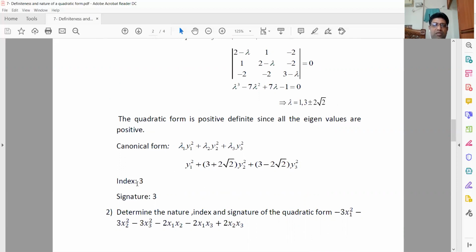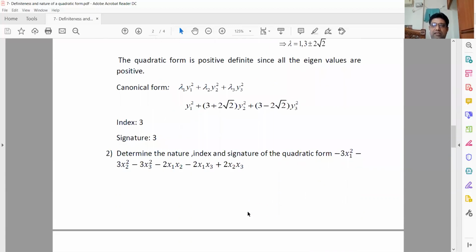Now index, what does index represent? The number of positive square terms in the canonical form. So all are positive. There are a total of 3 terms. Signature is the difference between the number of positive square terms and negative square terms. There are no negative square terms, only positive. So 3 minus 0 is 3. So this is the way of calculating the index and signature.